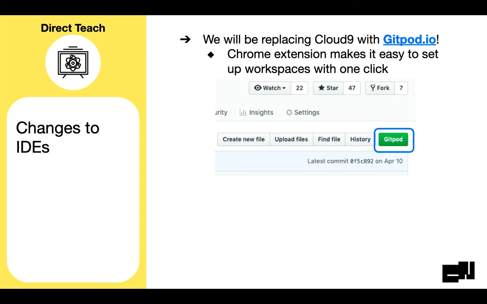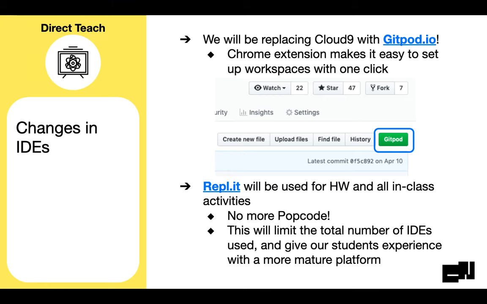In our fellowship courses, we have changed the IDEs that we will use. We will be replacing Cloud9 with Gitpod.io. Gitpod has a Chrome extension that makes it easy to set up workspaces with one click instead of cloning. Replit will continue to be used for homework, but will also be used for all in-class activities. That means that the fellowship classes will no longer use Popcode. This will limit the total number of IDEs used in a class and give our students experience with a more mature platform.